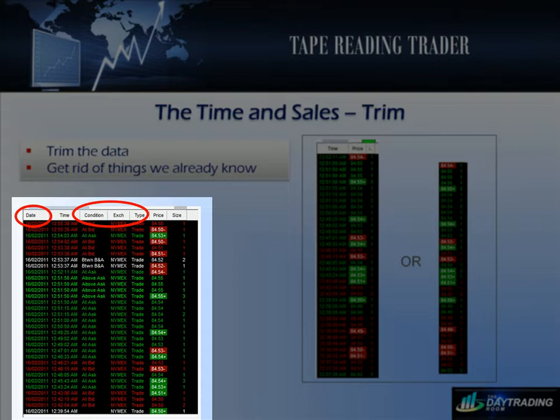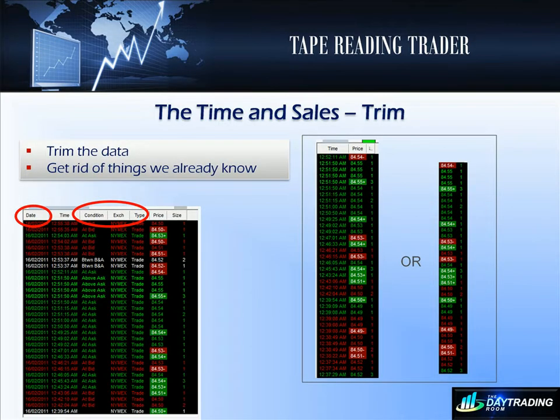So you've got the date, the time, the condition, exchange, type, price, size. Listen, get rid of it all. We don't need it. We just save screen space. We don't want to be distracted with useless stuff. And also color code it. Most are green and red, but color code it as you see fit. Just make sure that you've got two contrasting colors and you know what they mean. Some people use blue. I prefer to use green, whatever you prefer to do.